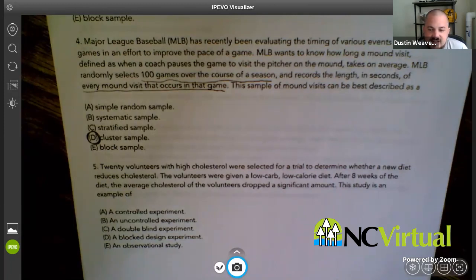What type of study is this? Give it a chance. Everybody give their guess here for this one. What do you got? Okay, so which ones can you eliminate?